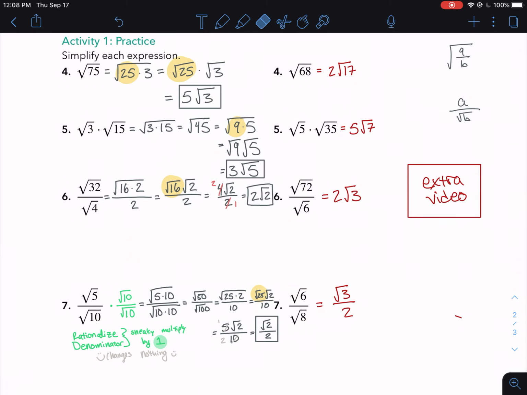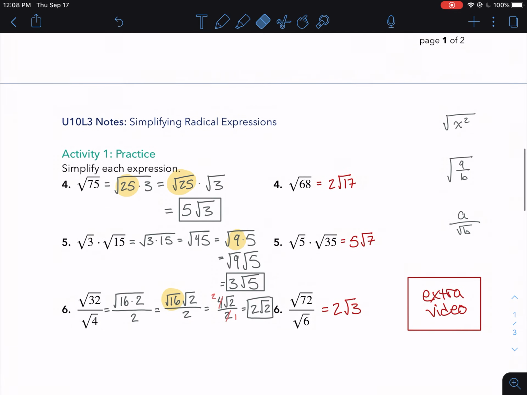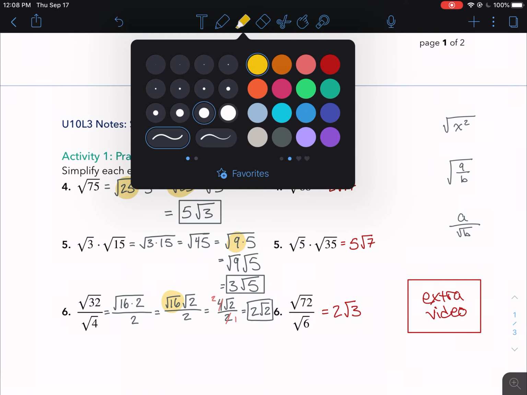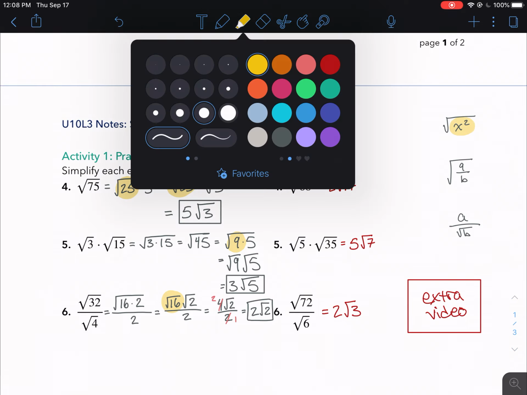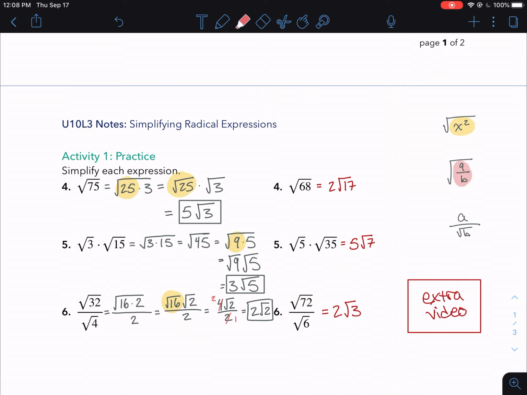Right? And that is simplifying radical expressions. Make sure you always check you don't have a perfect square underneath your radical, you don't have any fractions underneath your radical, and you also don't have any radicals within your fraction.